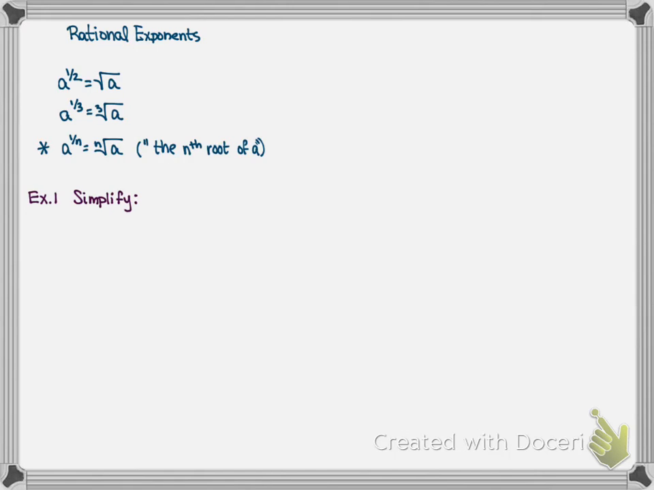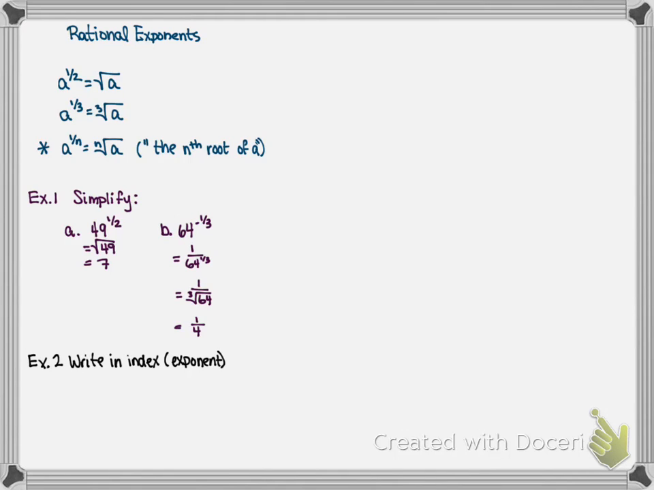So for example, let's simplify 49 to the 1/2 power. That's the same as the square root of 49, which is 7. Or let's take 64 and raise it to the negative 1/3 power. This is the same as 1 over 64 to the positive 1/3 power, which is 1 over the cube root of 64, which is 1/4.